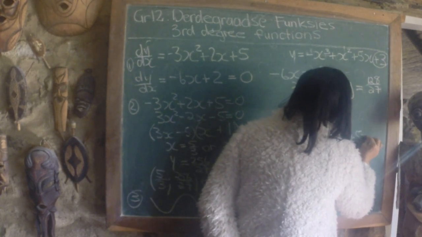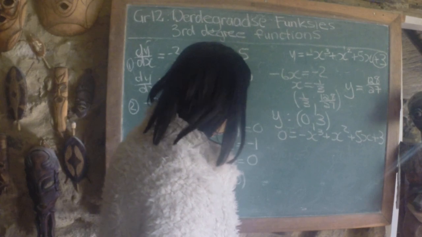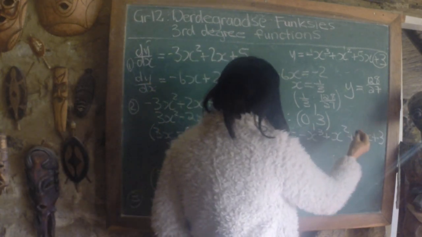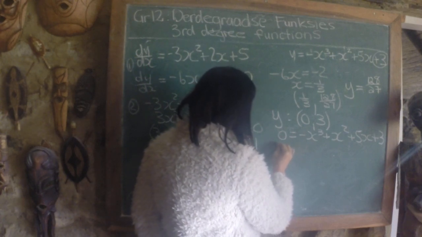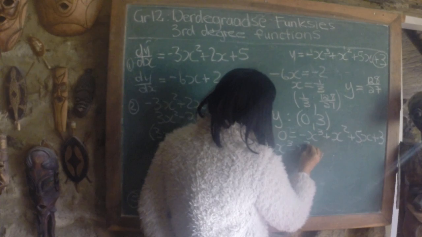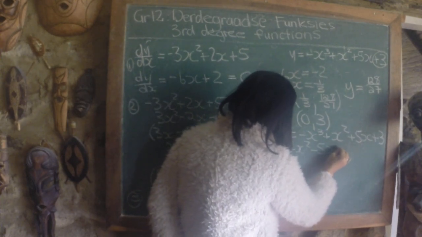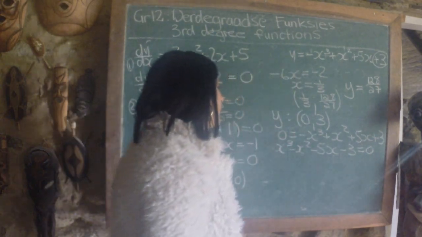And I've taught you to factorize this. Can you remember? First thing you can do is multiply with minus 1 right through, so that you get x cubed minus x squared minus 5x minus 3 equals 0. And then we're going to factorize this.